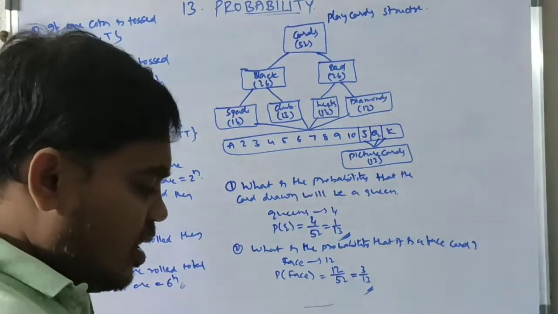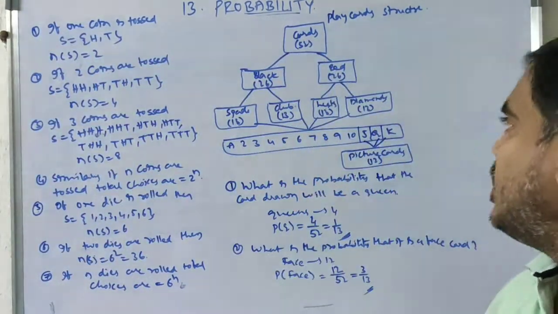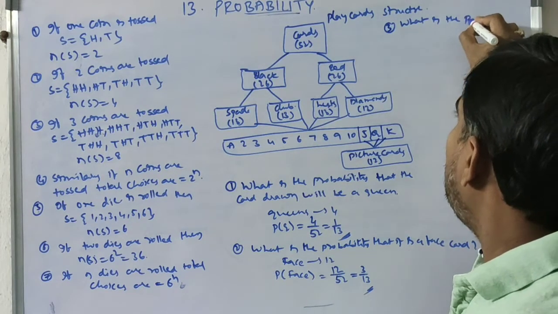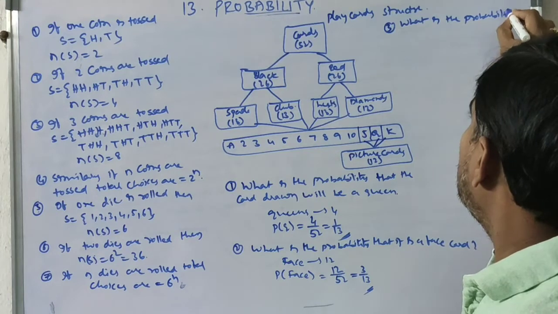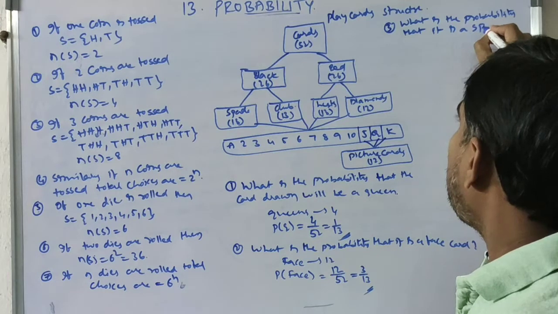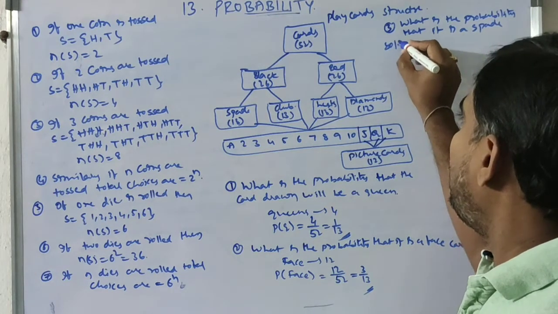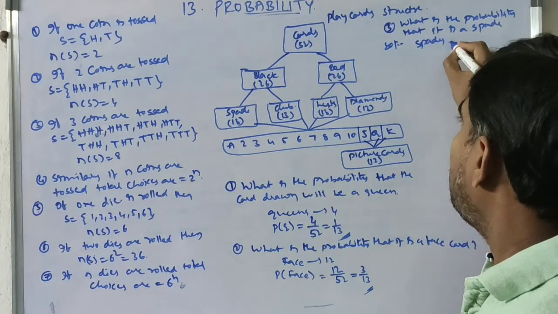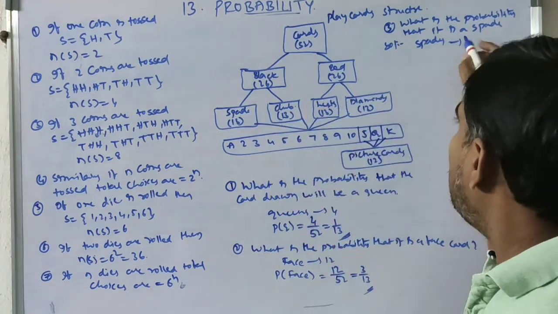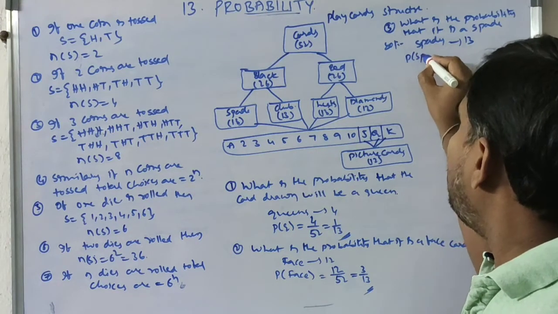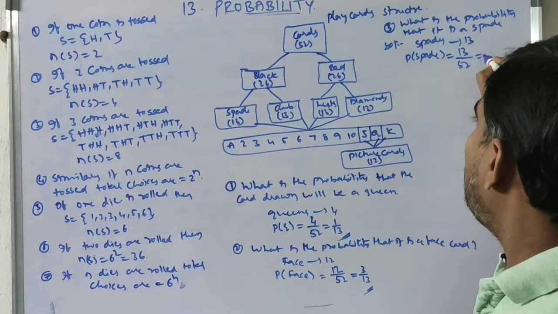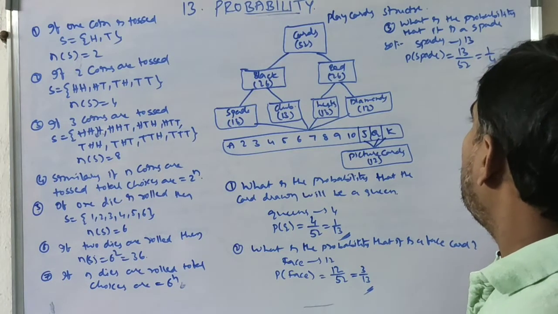Next, what is the probability that it is a spade? How many spades? These are the types of cards. In spades there are 13 cards. So probability of spade equals favorable choices 13 out of total choices 52. 13 cancels, 1 by 4.